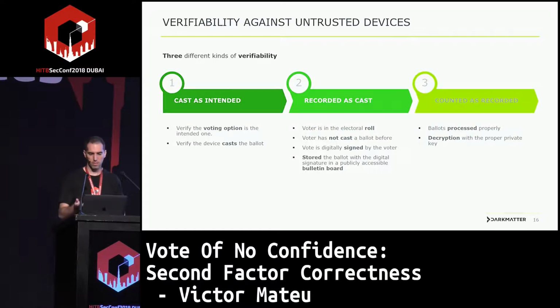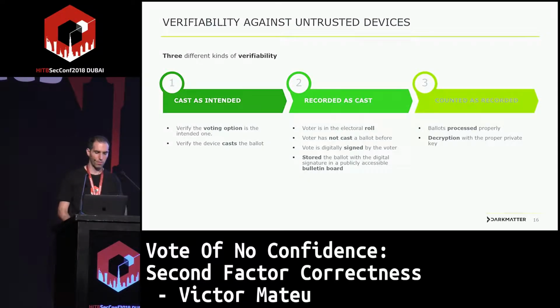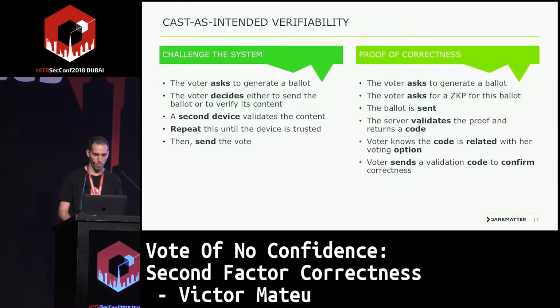And the final one is the counted as recorded property, which basically takes care of the fact that the things that you count are exactly the votes that you received. So it's very straightforward. In our case, I'm going to talk mostly about the cast as intended property, because it's the case where your device is attacked or completely misbehaving.